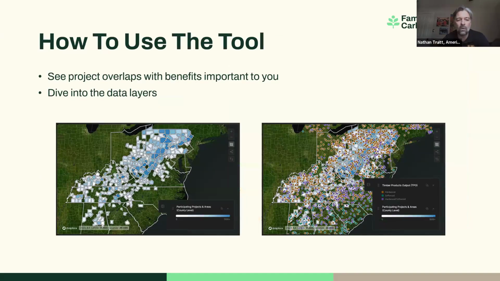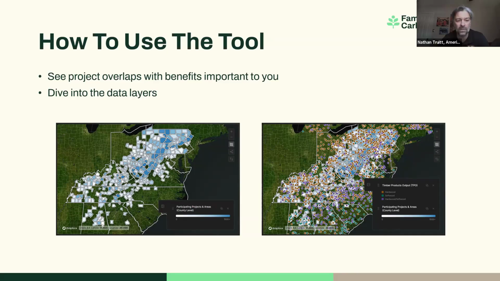So how would you use this tool? You would use this tool to see how our project locations overlap with the benefits that are important to you as a stakeholder. So Lynn is going to walk us through this in more detail, but just to say, here's an example where on the left, you can see at a county level, the relative density of acres that are involved in the project, right? And on the right, we've overlaid that with data from the TPO reports from the U.S. Forest Service, which show mill locations of various kinds. So this allows you at a glance to see where we're enrolling land and how that relates to where forest products are being manufactured and produced.